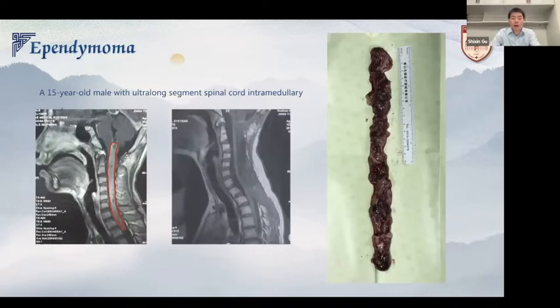This is a patient with an ultra-long segment intramedullary ependymoma, the tumor extending from the medulla oblongata to the T2 level. Because the principles just mentioned were followed, the muscle strength of the patient after the operation is basically the same as that before the operation.